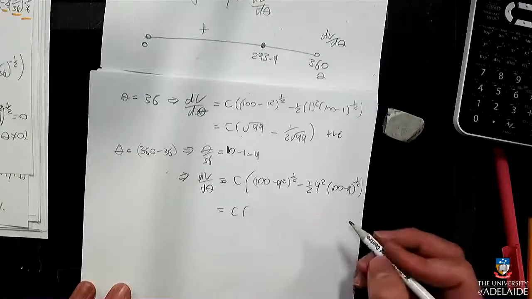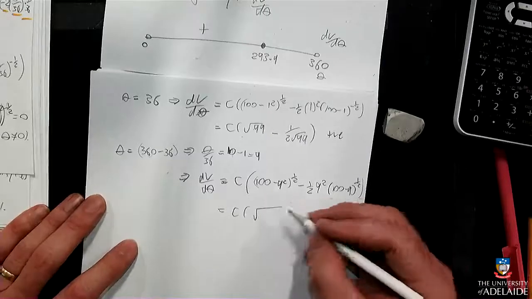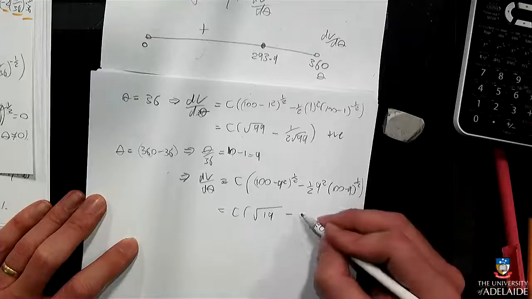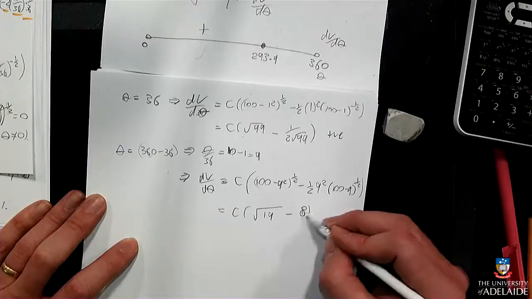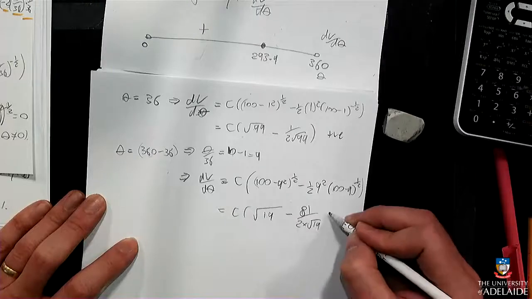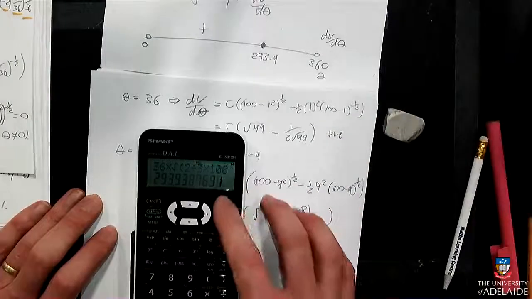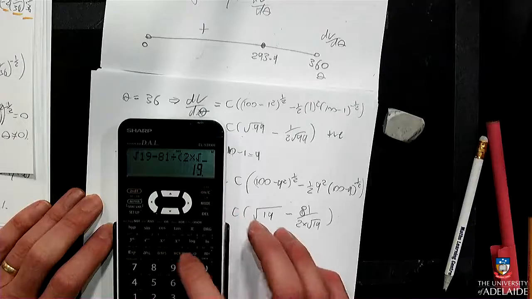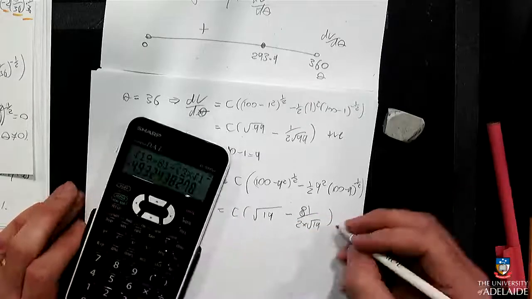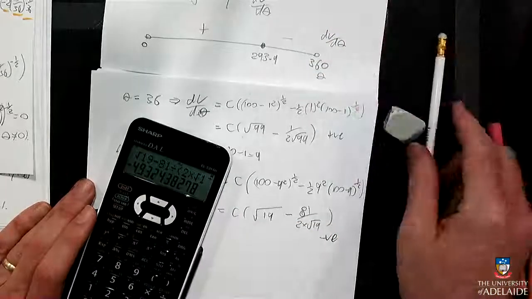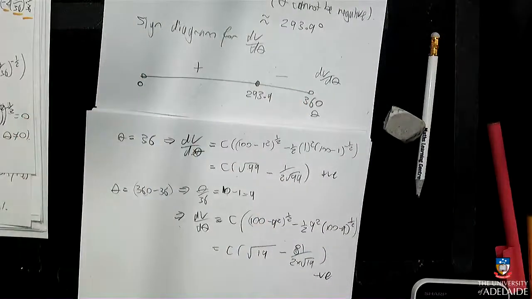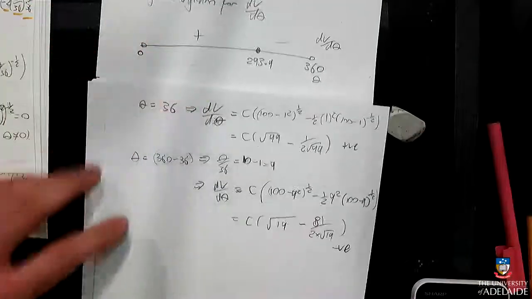So we get C times, the square root of 100 minus 81, which will be 19, minus 81 over 2 times the square root of 19, which is negative, as we hoped. So my function increases to here and decreases there, and so therefore it must be a maximum at that point.